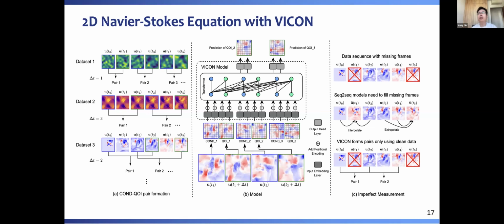Okay. So we also developed this model to solve, let's say, the 2D Navier-Stokes equation with the so-called vision in-context operator networks. It's basically similar, but instead of using points to tokenize the function, now we tokenize the fluid field with patches. Okay. So we can go through it like this.